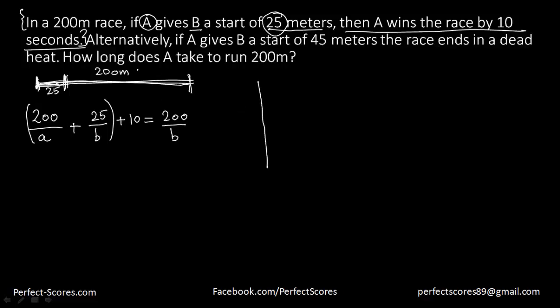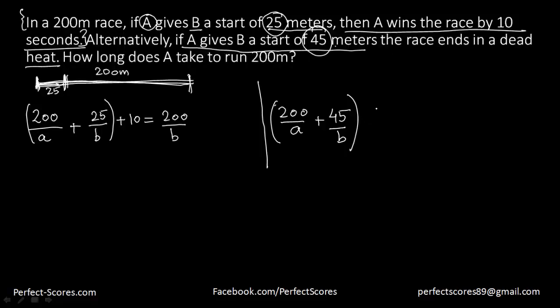Now again, if I comprehend the second statement, A gives B a start of 45 meters. That means the time taken by A to cover the whole race was 200 divided by A, plus the time taken for B to cover the 45 meters, because A has given a 45-meter head start to B. Then the race ends in a dead heat. That means the time is exactly equal to the time taken by B to cover 200 meters. So this is what we have.